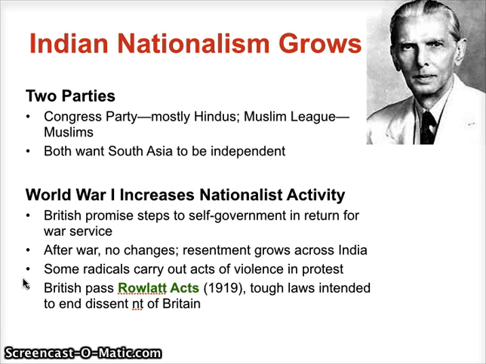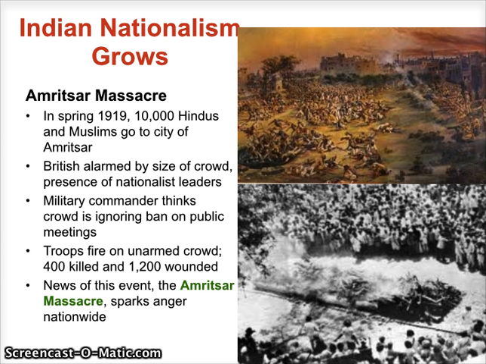This is in 1919. Now, if you remember, World War I finished in 1919. And these laws that the British passed in India, they were supposed to sort of stop the protesting against the British colonization. This eventually leads to a massacre. As a reaction to the Rowlatt Acts that the British had passed, we have a protest. So in the spring of 1919, we have about 10,000 Hindus and Muslims. They gather at an area called Amritsar, which is in the Punjab region of India.